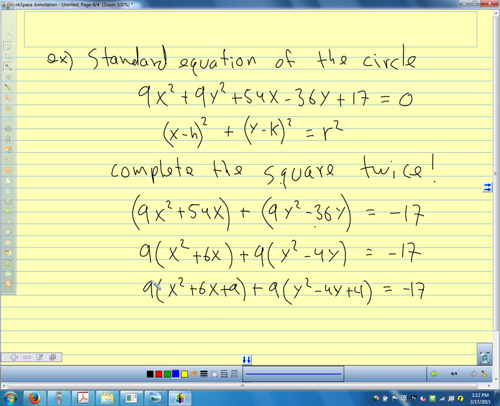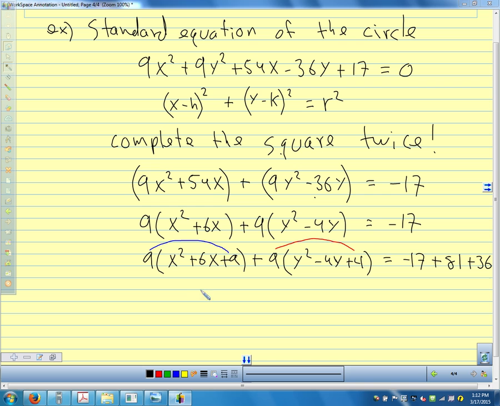Here's where we have to be careful. That 9 is distributing, and that 9 is distributing. So on this side, I end up adding 81 and 36. So I'm going to add an 81 and a 36 on this side. So I have to remember that 9 is being distributed to everything in the parentheses here.